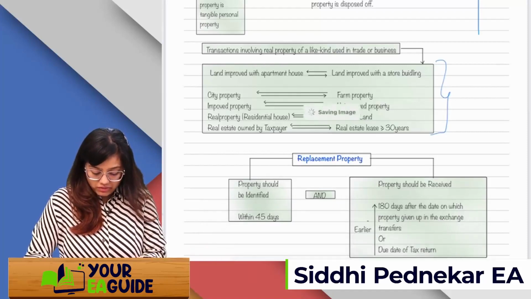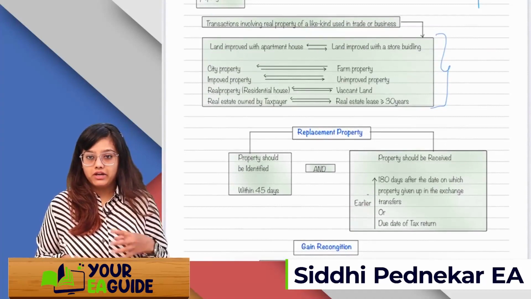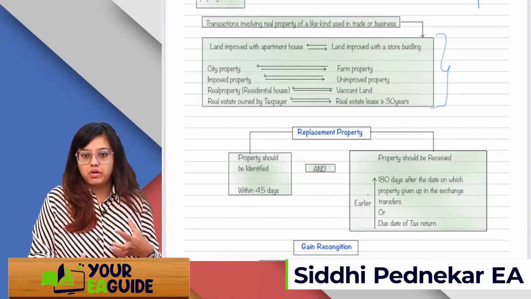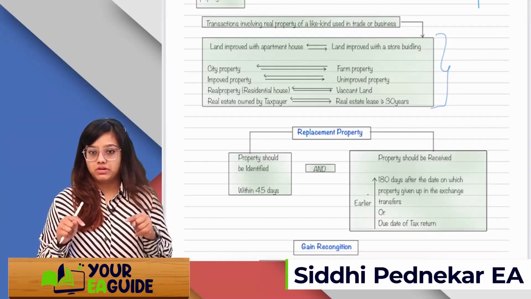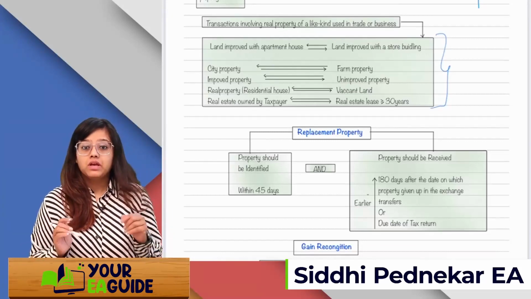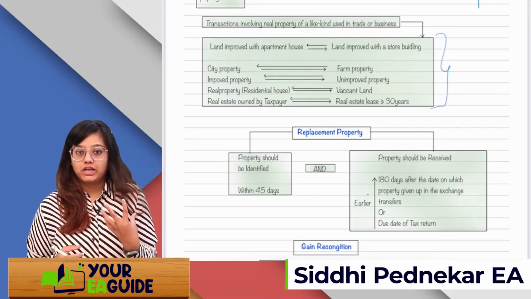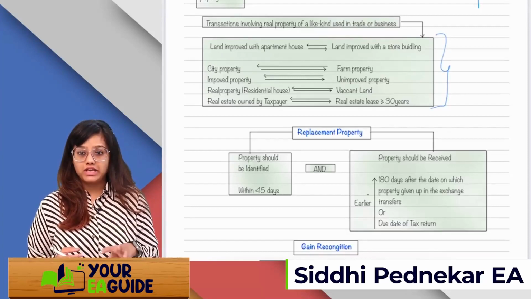Now, what does replacement property mean? All these are called replacement property. If you're replacing the property, giving one property and taking up the other business property, then in this case, there will be one MCQ from this topic, replacement property. It should be identified within 45 days. What we are giving up and what we are taking should be identified within 45 days.